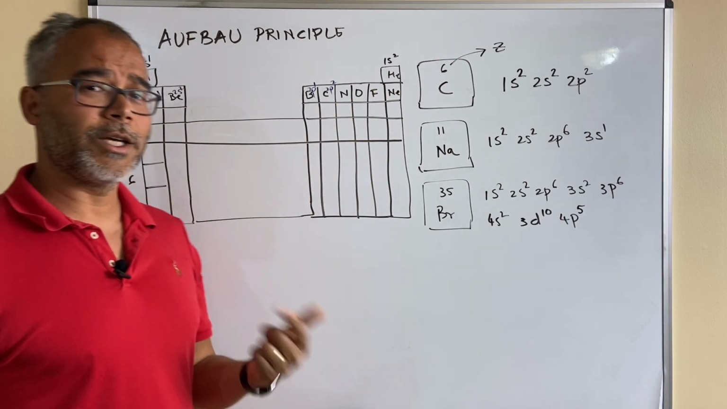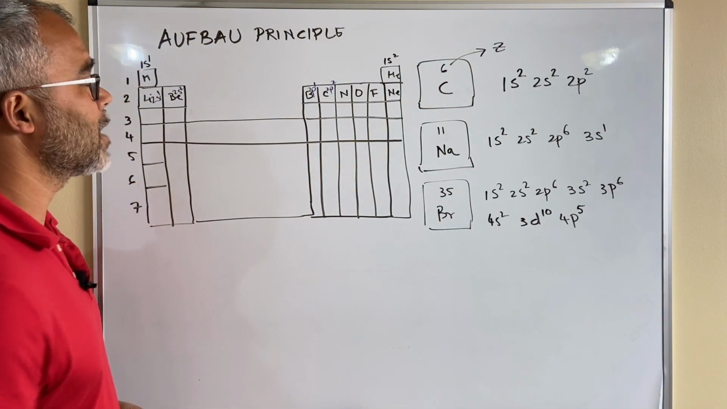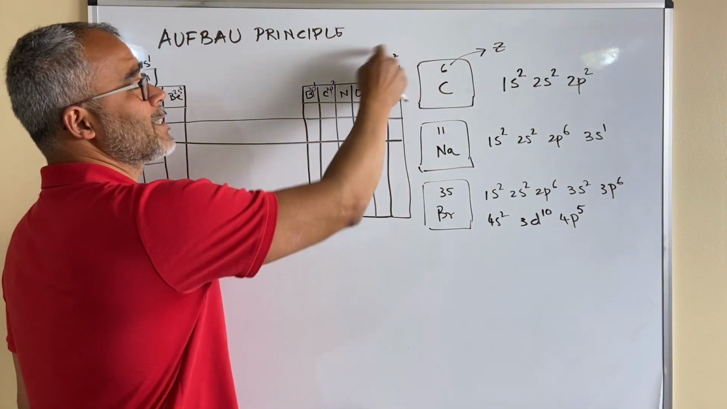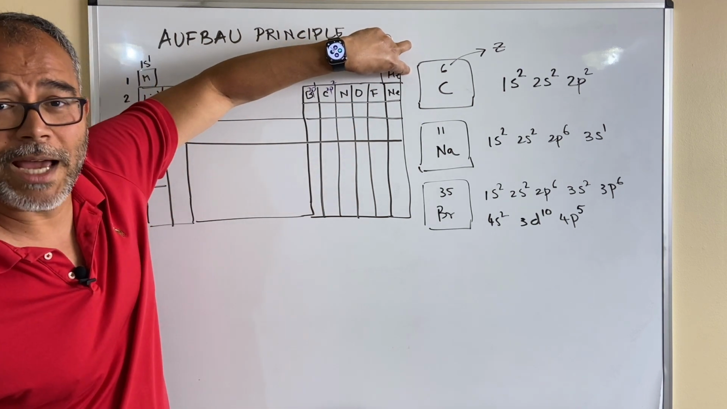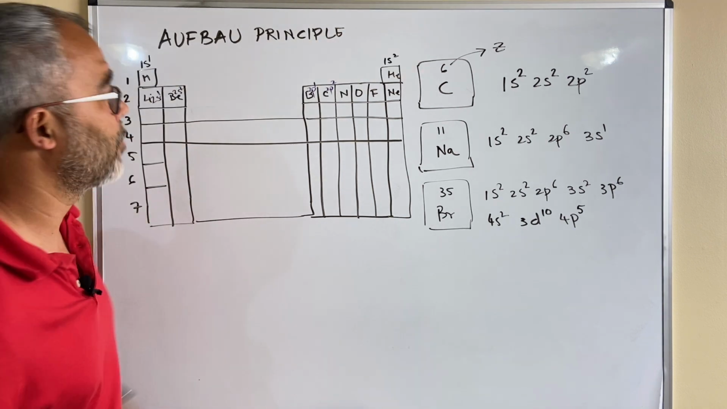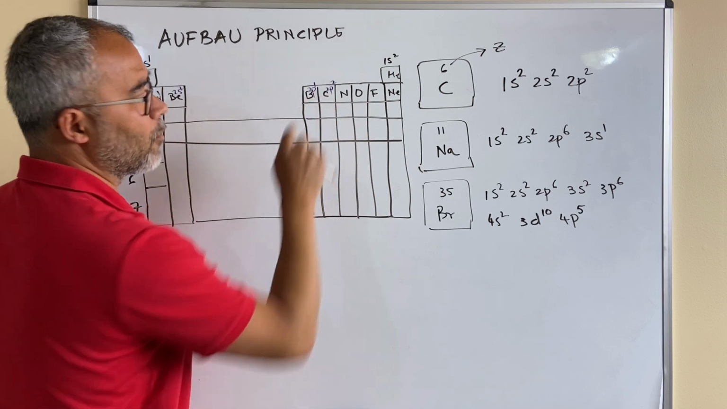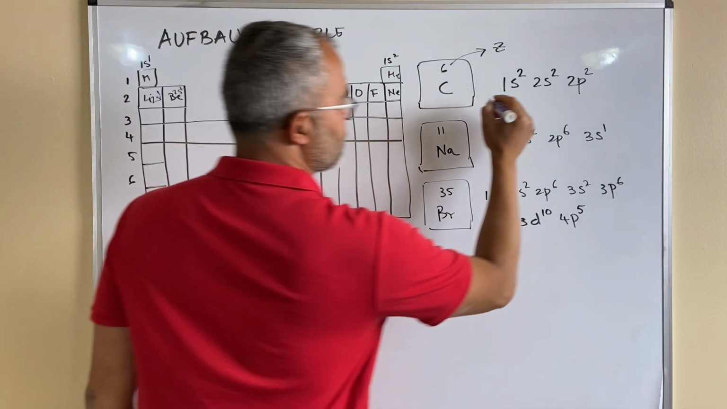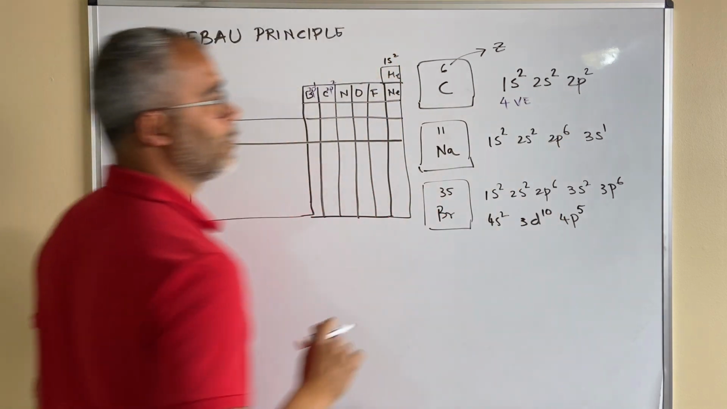Now the question arises, which ones are the valence electrons? The valence electrons are simply the number of electrons in excess of the previous noble gas. So that's the previous noble gas, helium. How many electrons does carbon have in excess of the previous noble gas? 1, 2, 3, 4. 4 valence electrons. Let's call that VE. 4 valence electrons.